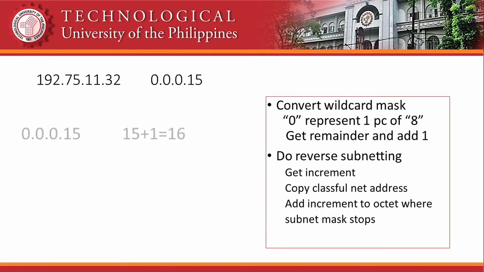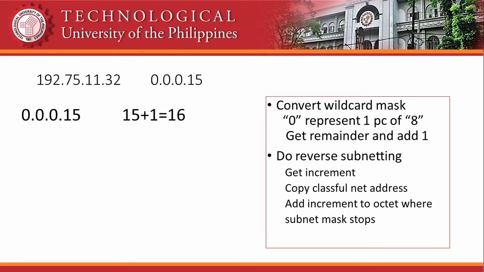Okay, so mag-proceed tayo sa example para mas maintindihan natin siya, no? We have a class C address here, 192.75.11.32. Tapos, may combination siya na wildcard mask na 0.0.0.15. The question is, what is the range of the IP or network addresses na cover nitong address na to na ang kadikit niya is wildcard mask niya?